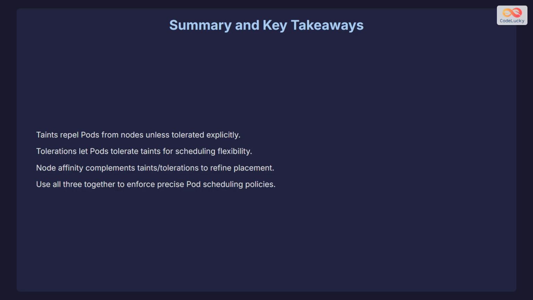Taints repel pods from nodes unless pods explicitly tolerate them. Tolerations let pods tolerate those taints to allow scheduling. Node affinity complements these concepts by specifying node selection preferences or requirements. Using all three together helps enforce precise and flexible pod scheduling policies in Kubernetes clusters.